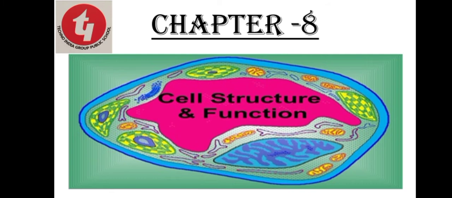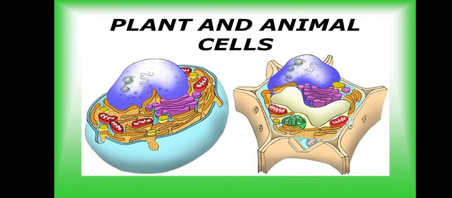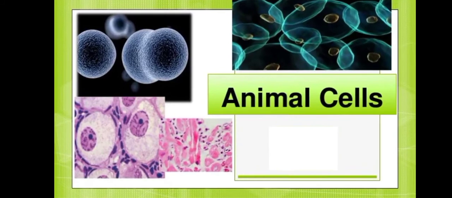We are discussing chapter 8, that is cell structure and function. In our previous class we have learned about the general structure of a living cell. Today we will learn about the structure of animal cell and plant cell. First, we will learn about animal cells.